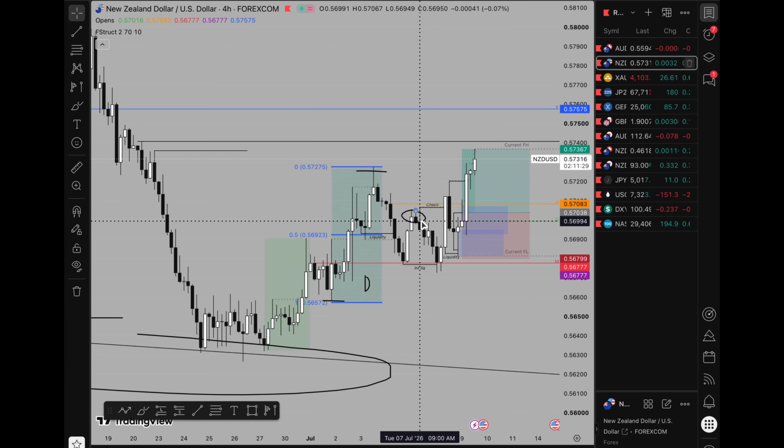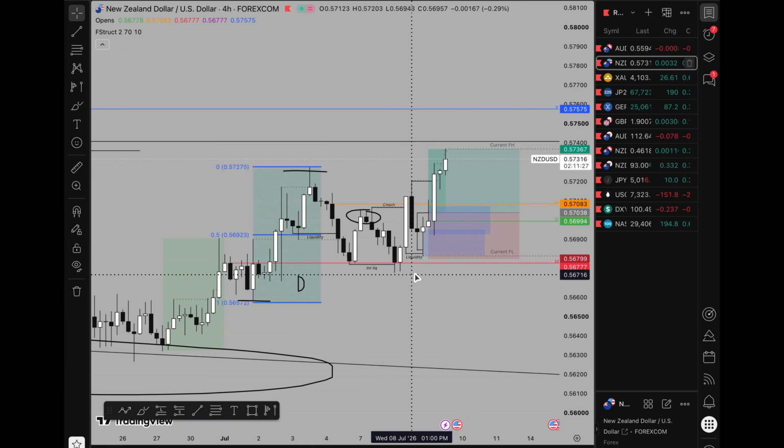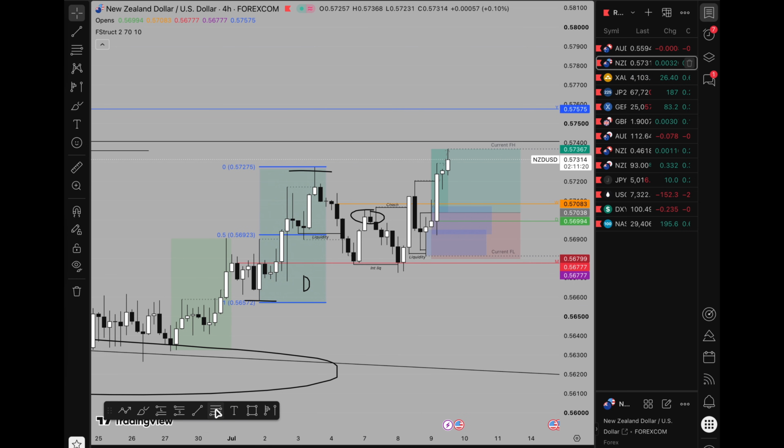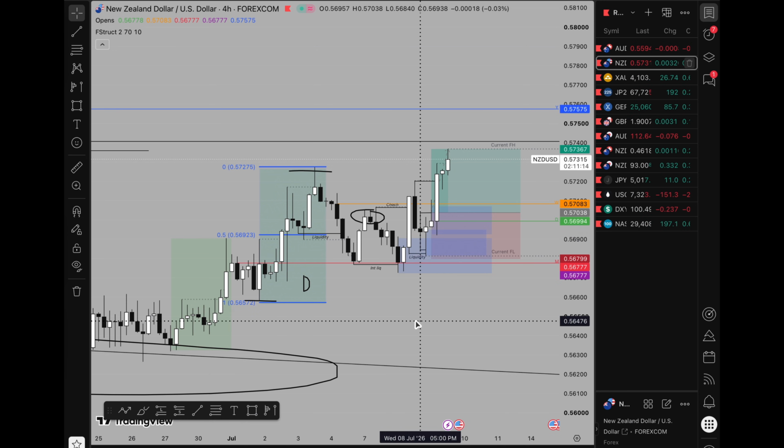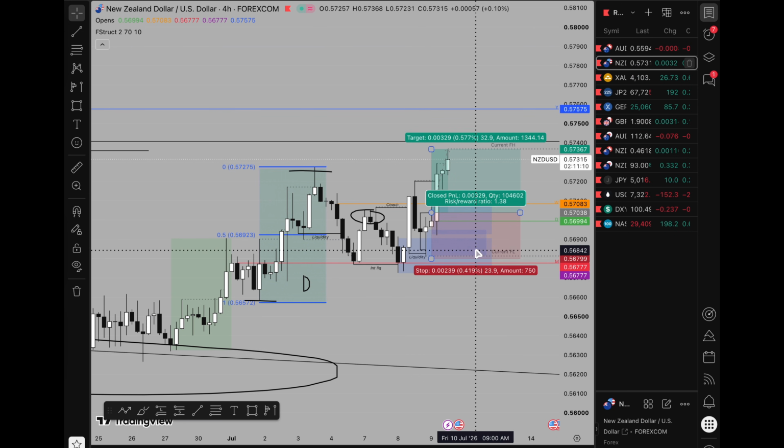After that, we have that internal liquidation. So we have that external liquidation, that internal liquidation, and finally, that change of character that broke market structure, creating a new and valid area of demand in the 4-hour time frame situated over here. And so we see price come up, and we were waiting for a retracement from there.